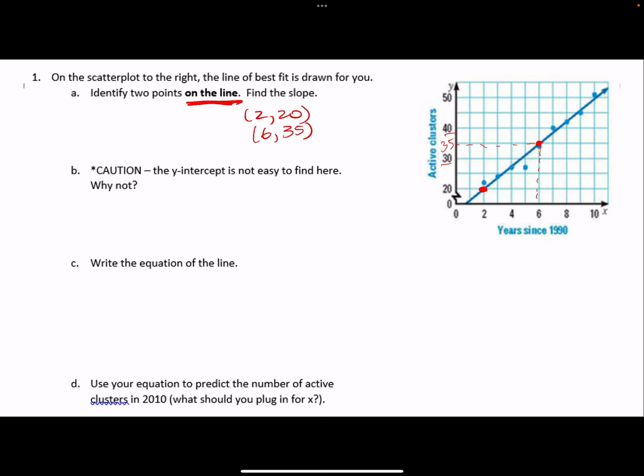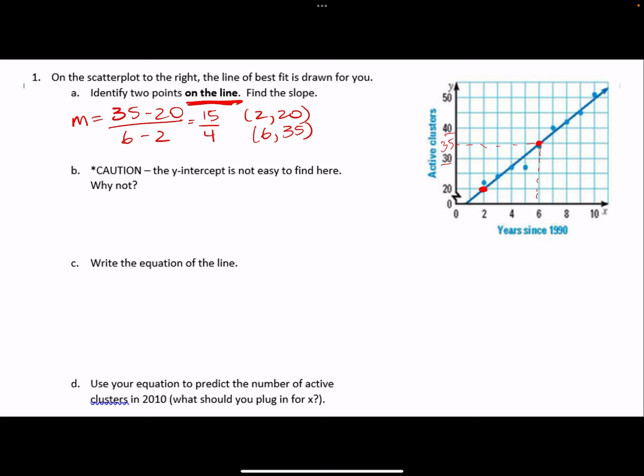And now I'm going to find the slope. So we've been doing this for a while. You're going to plug in 35 minus 20 over 6 minus 2. So this is 15 over 4, right? And now I can't reduce or simplify that, so I leave it.